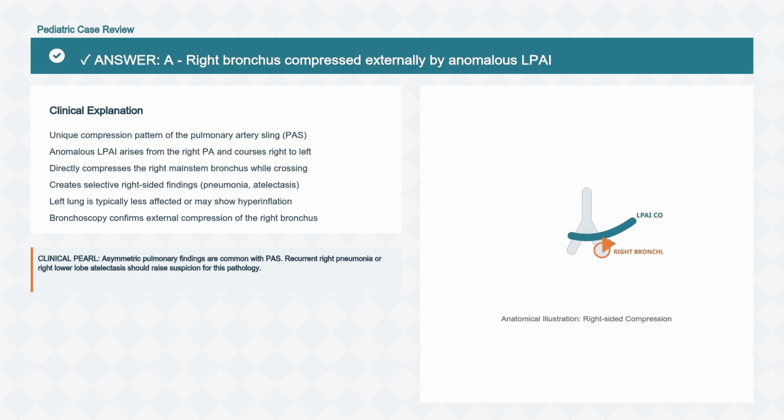Right bronchus compressed externally by the anomalous left pulmonary artery. The anomalous artery arises from the right pulmonary artery and courses right to left, directly compressing the right mainstem bronchus. This unique compression pattern creates selective right-sided findings like pneumonia and atelectasis.